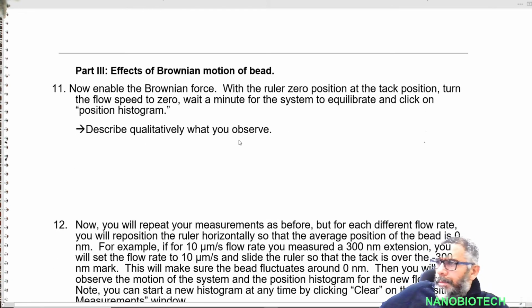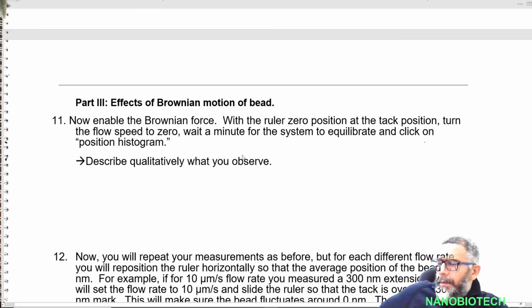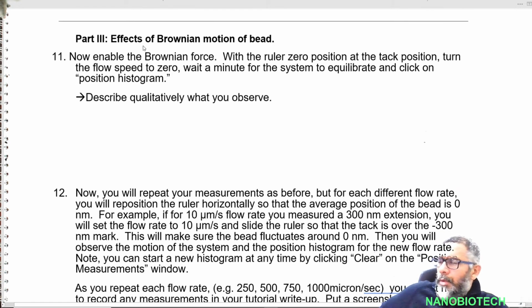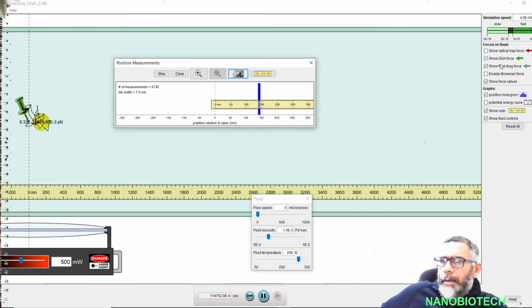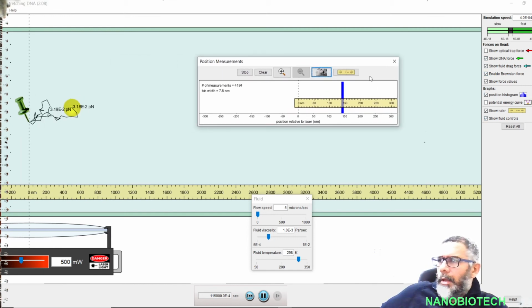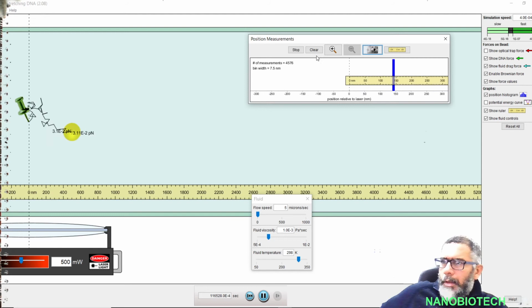And on the next part, this is part 3, this time what you are going to do is something with Brownian motion. So for this part, you are going to enable Brownian motion, and by enabling Brownian motion, again, you will get some position measurements by using this histogram. Okay, let's stop it and clear it for the time being.